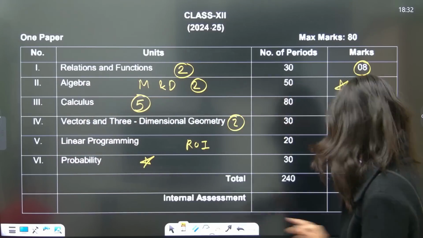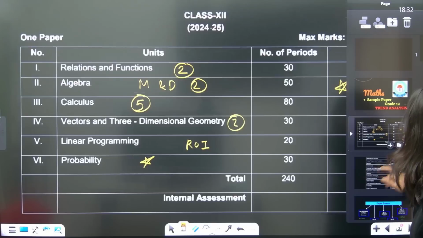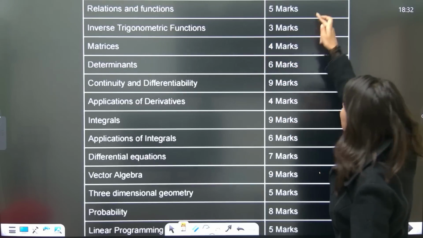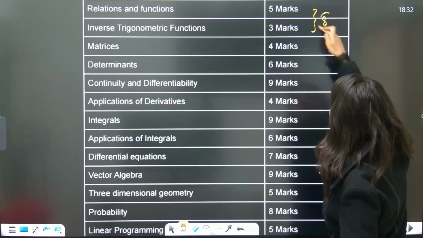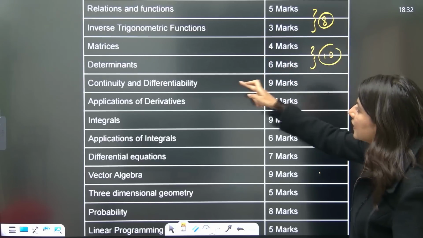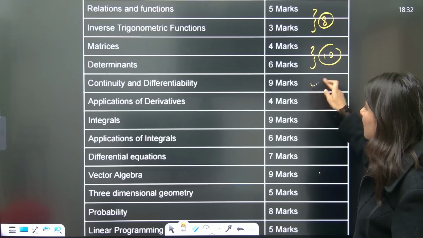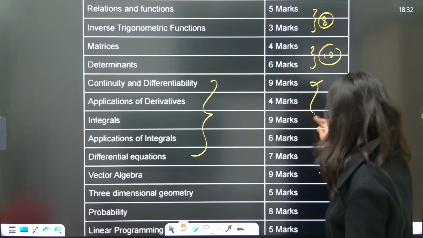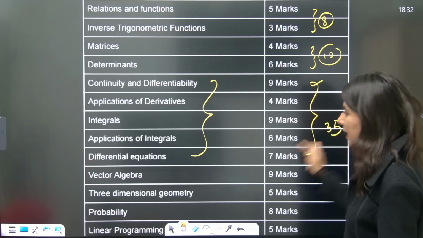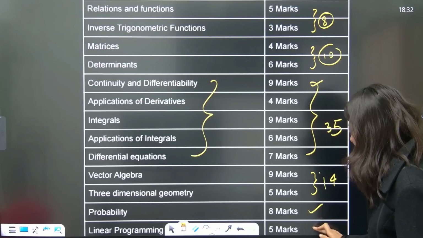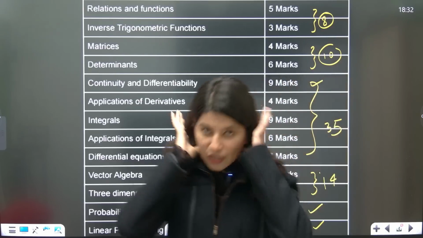Now what's the strategy? What's the analysis? Let me give you the quick breakup also. Relations and functions and inverse trigonometric functions, 8 marks. Then matrices and determinants, can you see, 10 marks. Continuity and differentiability, 9 marks, and this is your calculus. Can you see, 5 chapters, 35 marks. Then you have vectors and 3D with 14 marks, probability 8 marks, and LPP 5 marks. This is your chapter breakup.